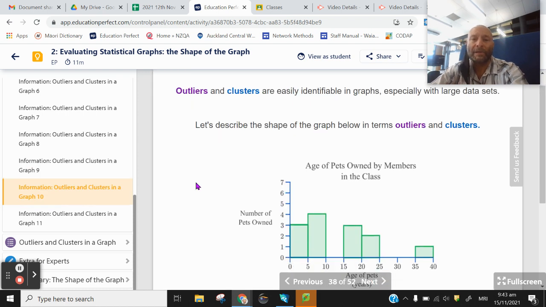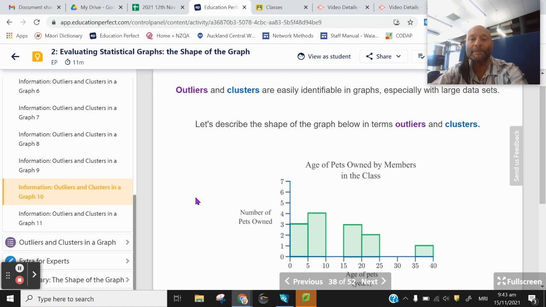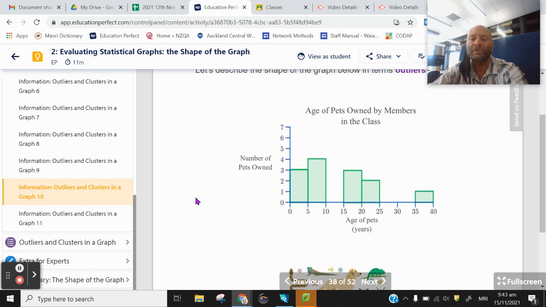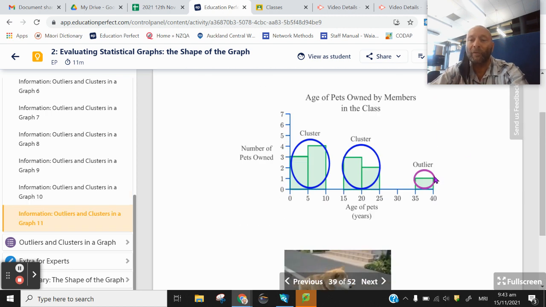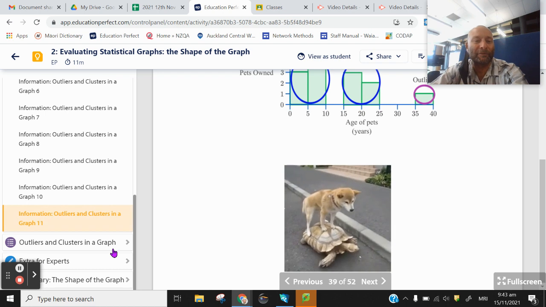Now, outliers and clusters are easily identifiable in graphs, especially with large data sets. Let's describe the shape of the graph below in terms of outliers and clusters. Well, this one is well away from the rest. There's an outlier. We could say that in here is a cluster, from 0 to 5 years is the age of the pets, and we could say there is another cluster. All right, so outliers are well away from the rest, or a big grouping, that would be our cluster. So now there are going to be some questions for you to try.